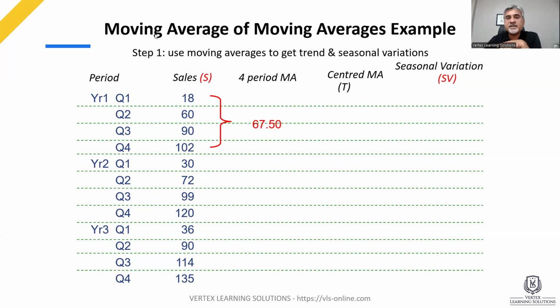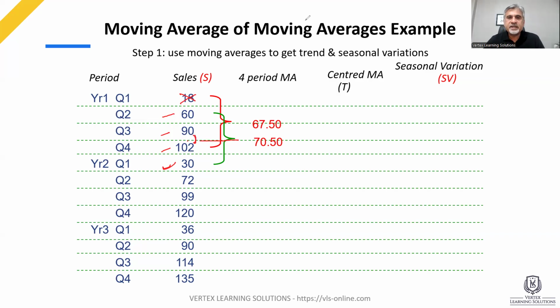And in order to calculate the next one, you have to ignore this one and add this one. So eliminate one previous one and add one new one. So now take another period, which is 60, 90, 102, and 30. Four quarters. So you ignored the first one and you added this one. Okay. Now you take the average, which is 70.50, but again, it appears somewhere between the second and the third in this line.